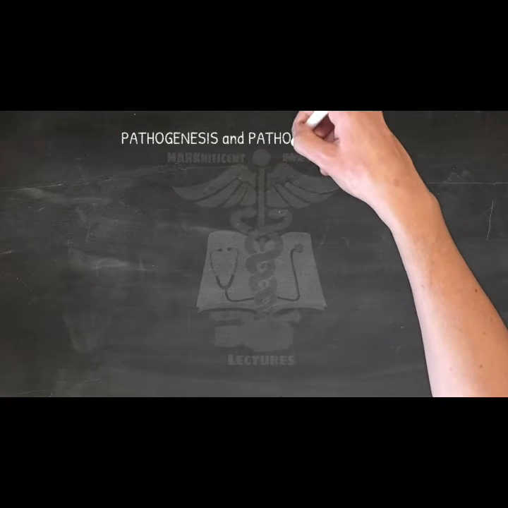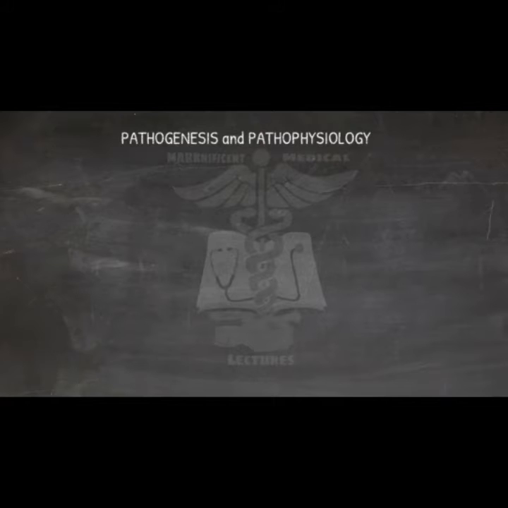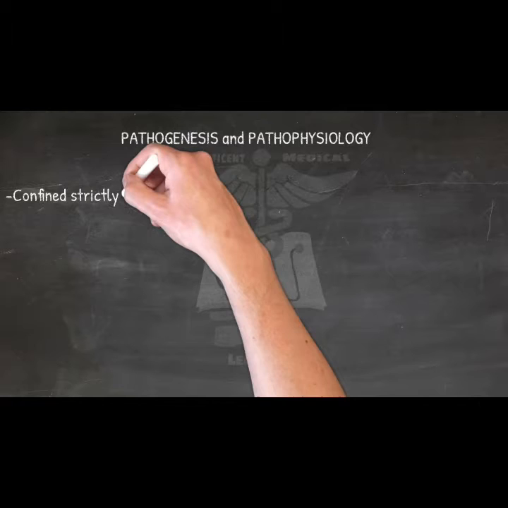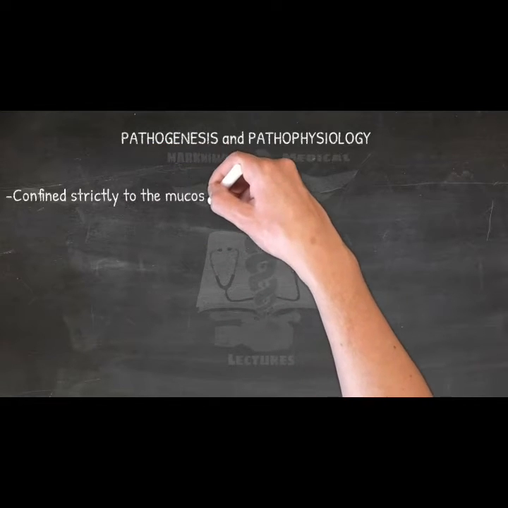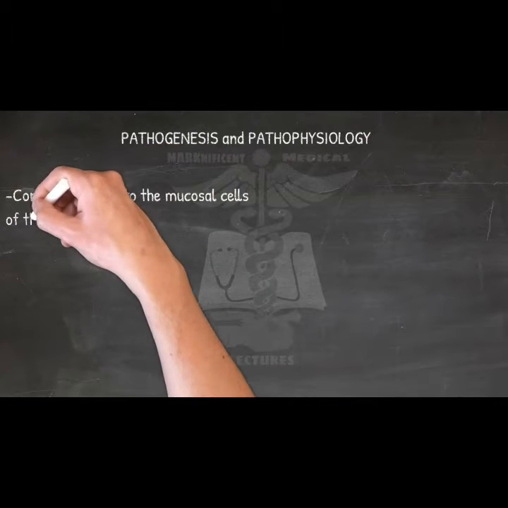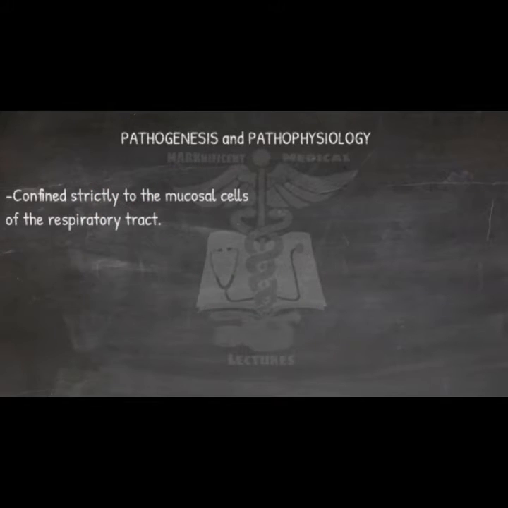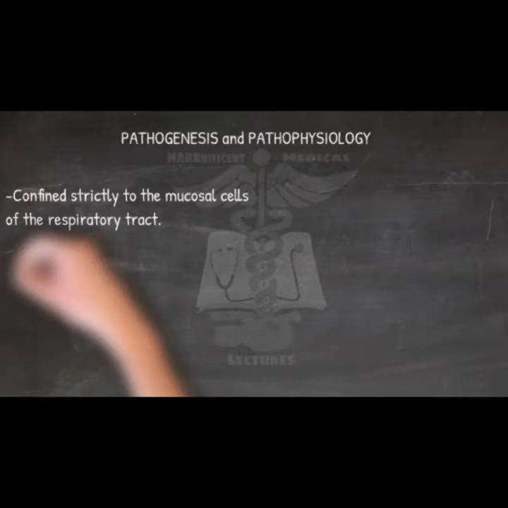Pathogenesis and pathophysiology. The coronaviruses are confined strictly to the mucosal cells of the respiratory tract. These viruses typically cause infections in the upper respiratory tract, because the optimal temperature for replication of the viruses is 37 to 38 degrees Celsius. The envelope contains A, E2 viral attachment protein, B, E1 matrix protein, and C, N nucleocapsid protein.